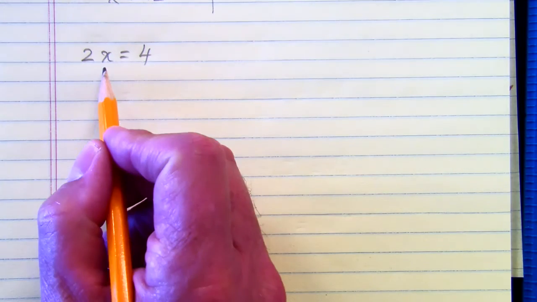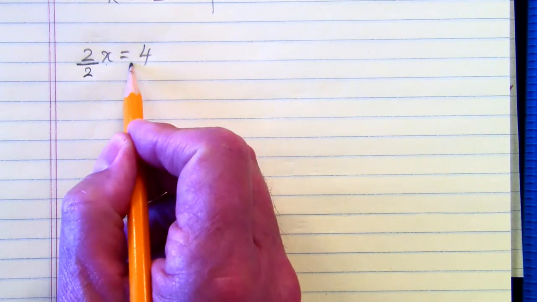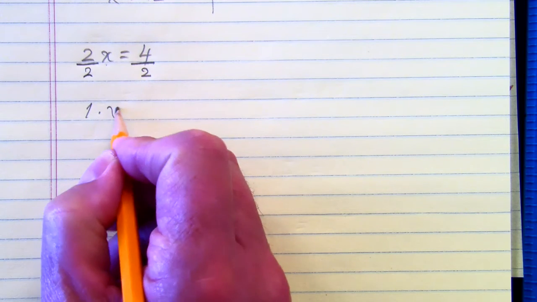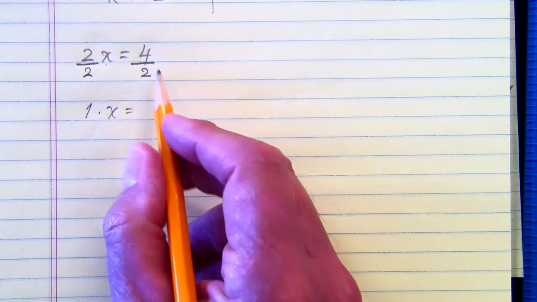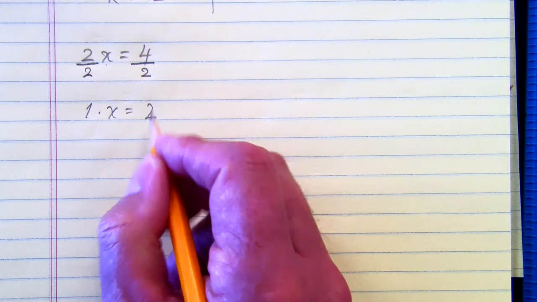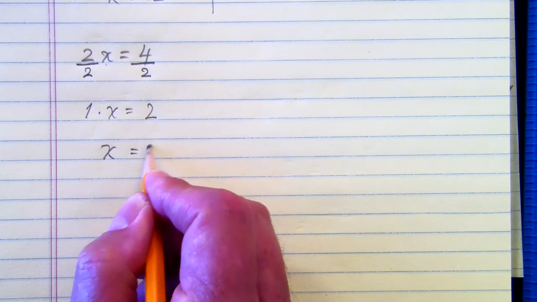Okay? All right, so we have 2x equals 4. Trying to isolate this variable. Let's divide both sides by 2. And we wind up with 1 times x equals 4 divided by 2, which is going to be 2, because 2 times 2 is 4, and x will equal 2.